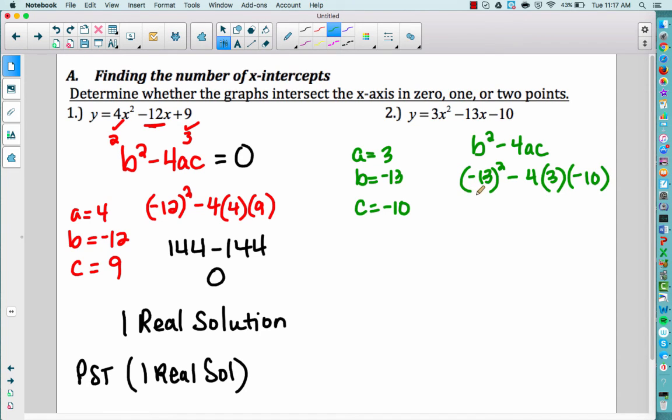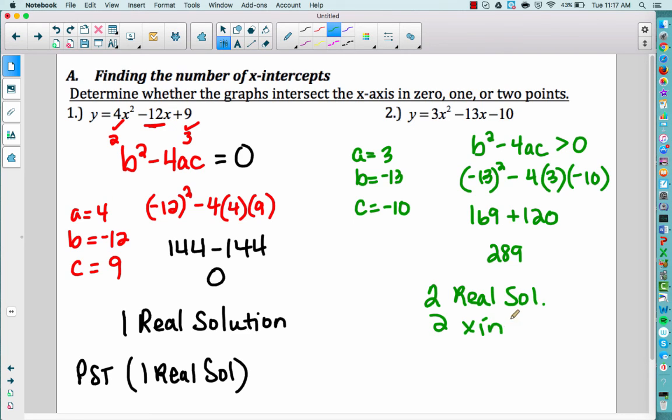Okay, so 13 squared is 169. I've got a negative 4 times 3, which is negative 12. Negative 12 times negative 10 is actually plus 120. And that gives me 289. So it's a positive number. So b squared minus 4ac is actually greater than 0. That tells me that there are two real solutions, which means two x-intercepts.